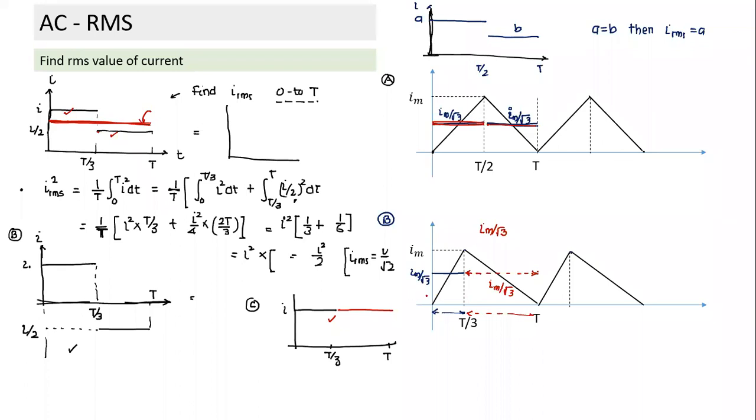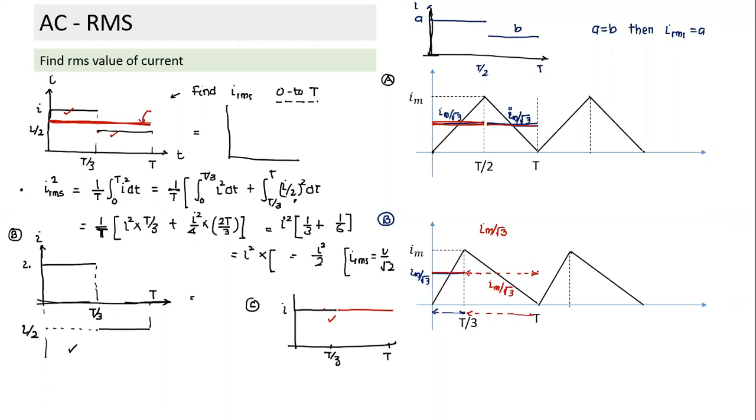So like in the B graph, the B part, let's say this also is T by 3. So here also it was T by 3. See why in this case and this case can I replace it with a constant line? So here, first T by 3, what is the value of current? This is equal to Im by root 3.